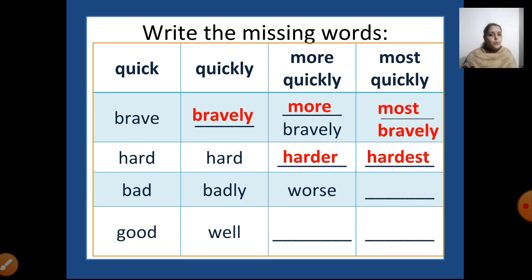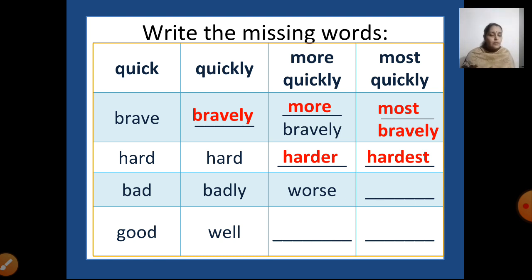Now look at the next word, children, bad. He is a bad boy. She is a bad girl. They behaved very badly in the class. So when I'm writing it with the verb behave, it becomes badly.